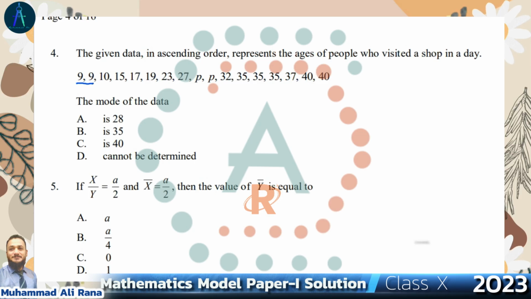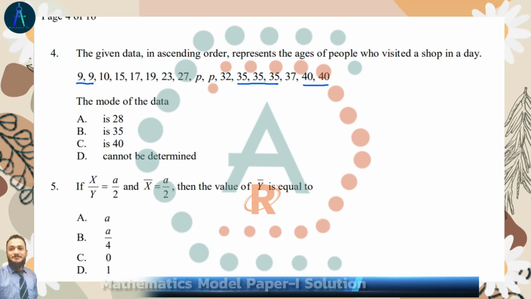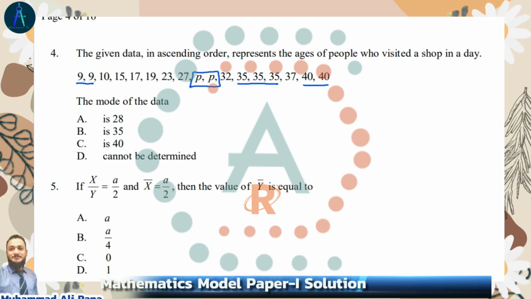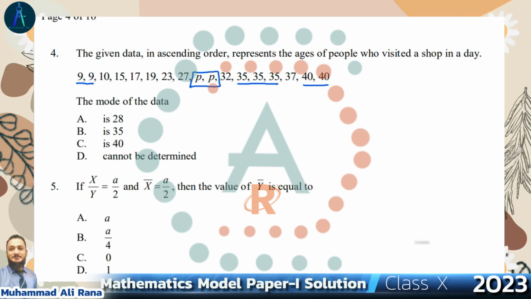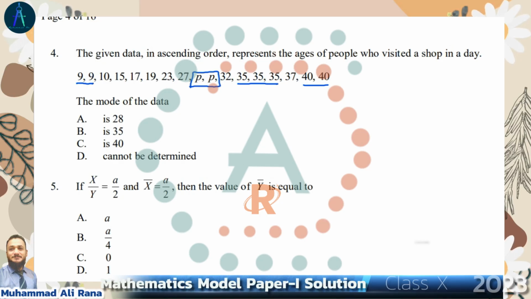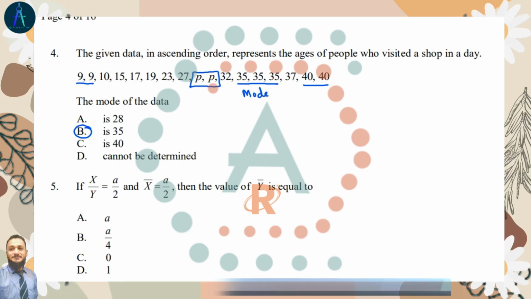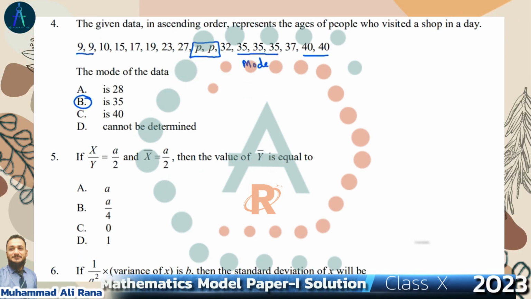यहाँ हमारे पास 9 2 दफ़ा आ रहा है, 42 2 times आ रहा है, 35 is 3 times and further किसी number में repetition नहीं है except for that P. So for any value of P, P की value चाहे कुछ भी हो, but 35 is more as compared to P. 35 3 times आ रहा है data में and P is only for 2 times. इसका मतलब है कि जो mode होगा हमारा वो होगा 35 because it occurs 3 times in our data. So option B will be the right answer.